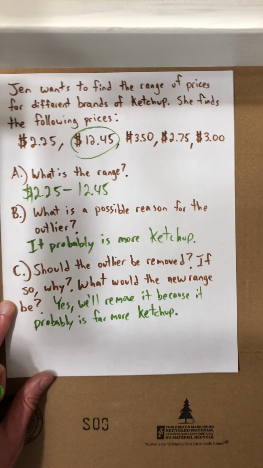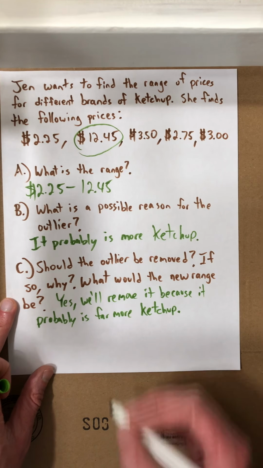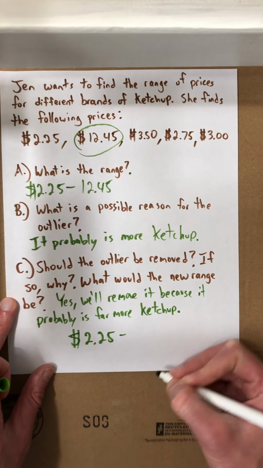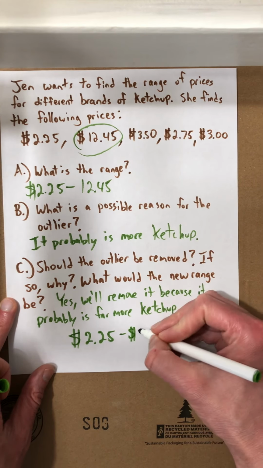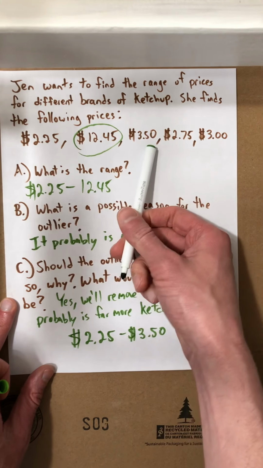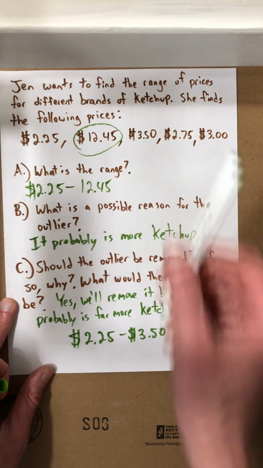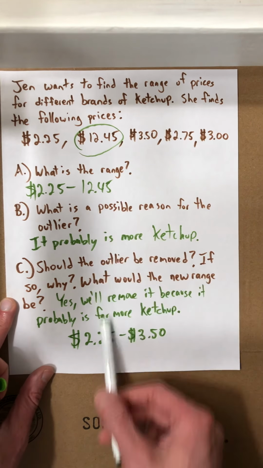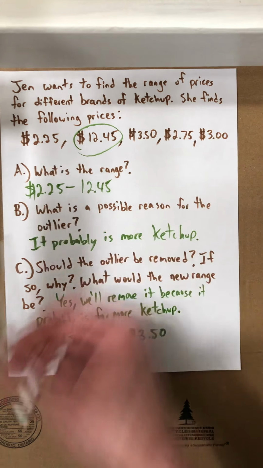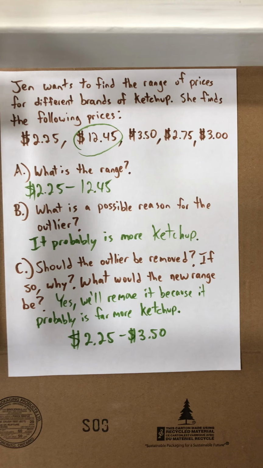So what would the new range be? The new range, if we took that $12.45 away, would still be starting at $2.25, and then the new most expensive one would be $3.50. Now, of course, we don't know. For all we know, this is a smaller bottle, and this is a bigger bottle, again, just a slightly bigger bottle. But from the information that we've got, I think it makes sense to remove that outlier. And it's always tough to tell unless you're actually in the store comparing these things. So today's questions require a little bit more of that critical thinking, and those are examples of the stuff that you'll be doing.